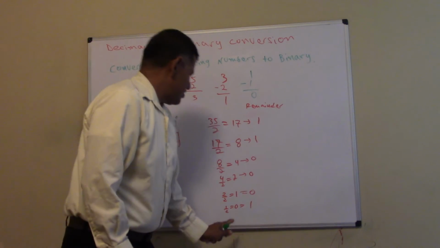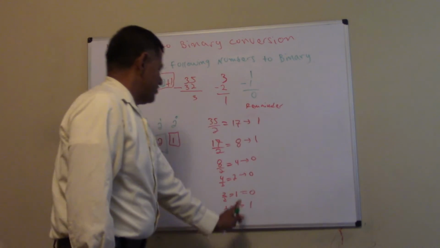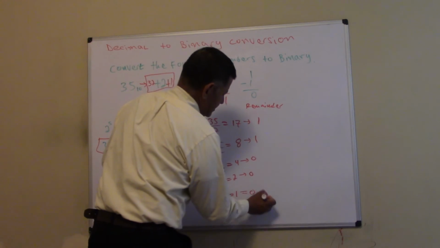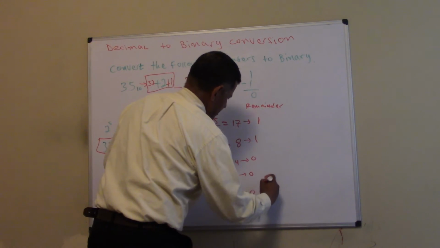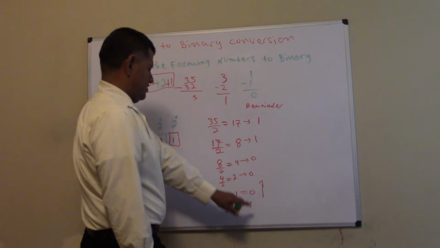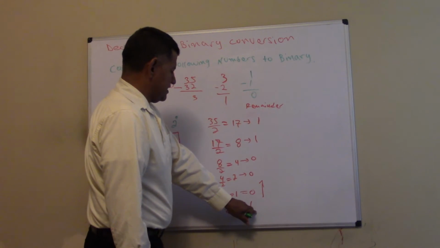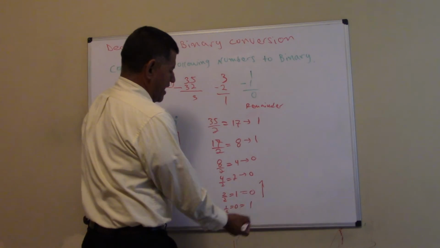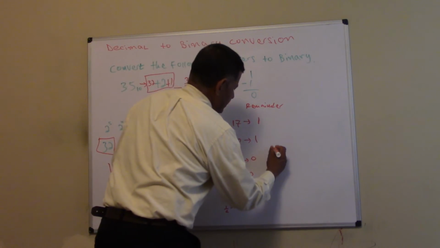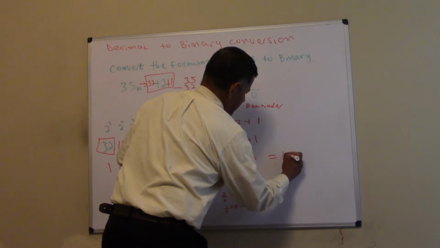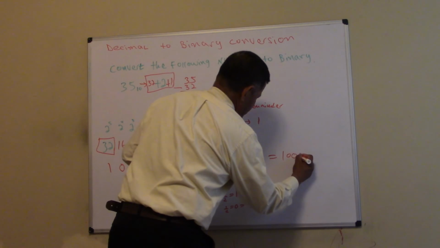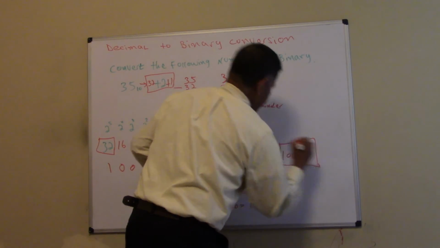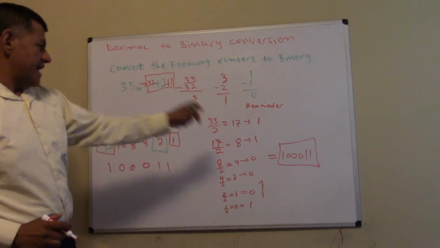Now, I write that answer from bottom to top, and it's like I said yesterday, most significant bit to least significant bit, from bottom to top. And this is equal to 1, 0, 0, 0, 1, 1 in binary. Okay? So that's it.